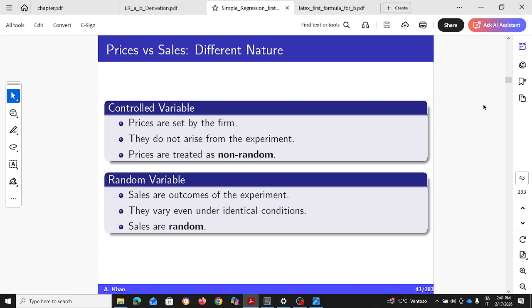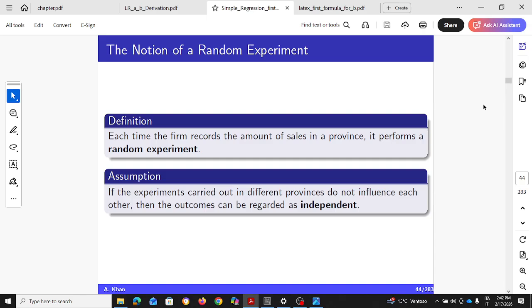So, but the outcome we have is a random variable. The sales are the outcomes of those experiments we did, because in each different supermarket we have a different condition. So that's why we treat sales as a random variable.